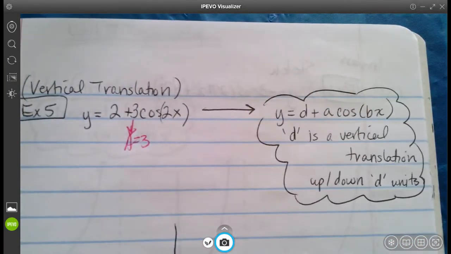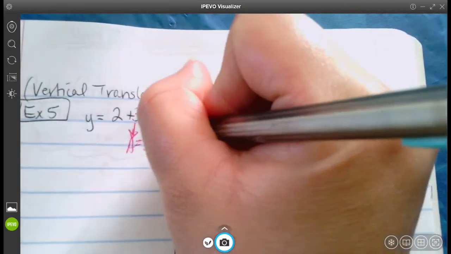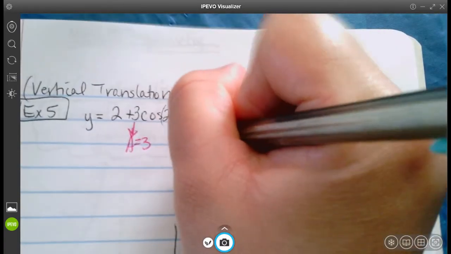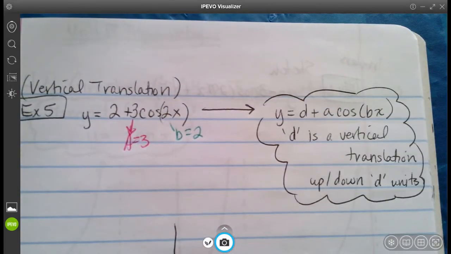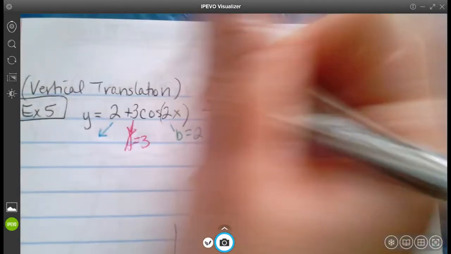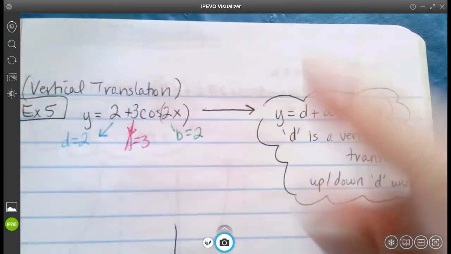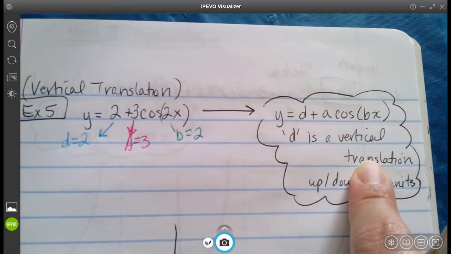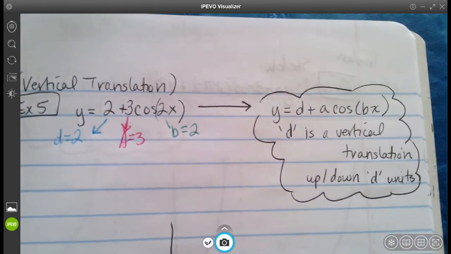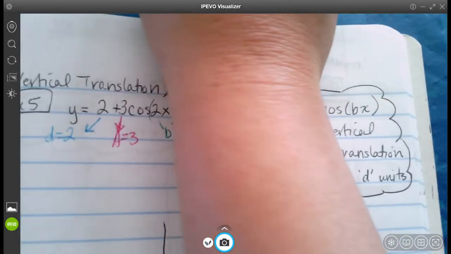Okay, there is a B in this one. There is a B of 2, and there is a D of 2, which is a vertical translation. Okay, so let's go ahead and sketch the OG first, just like I usually do.